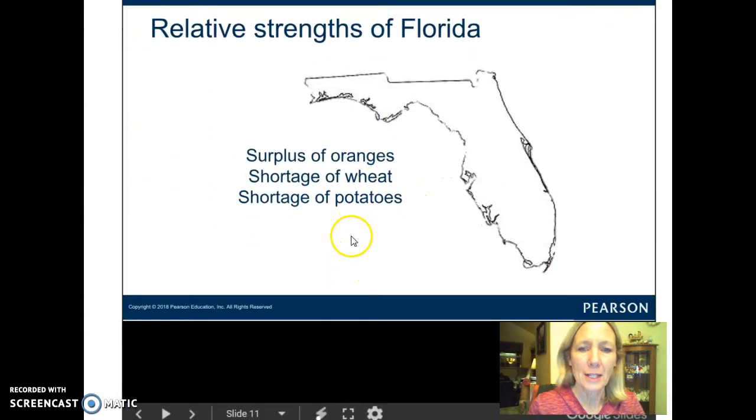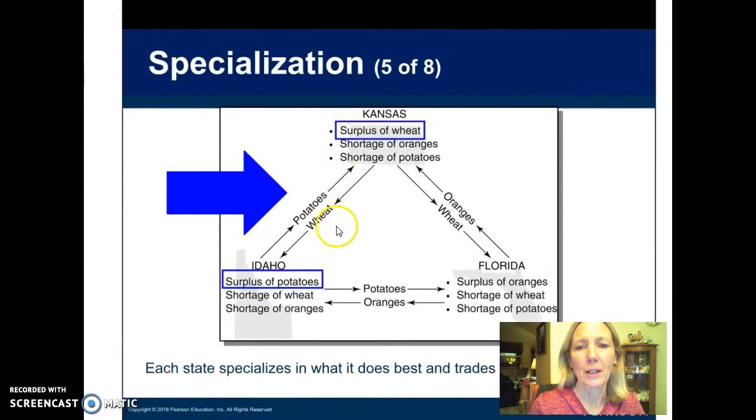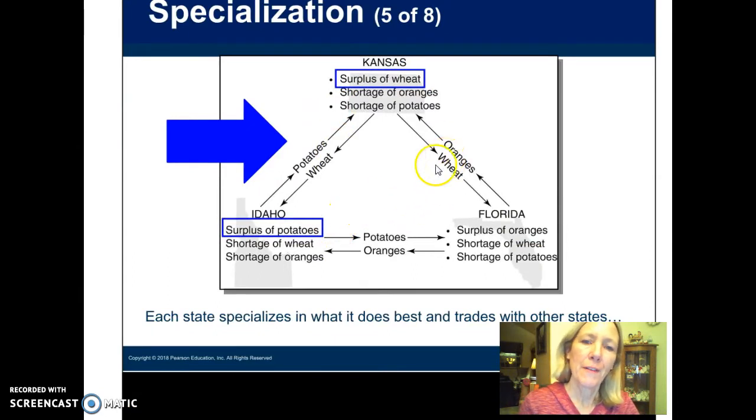So if we put all of these 3 states together, we can see that if you specialize and produce what you're good at, then everyone benefits, because Kansas grows more wheat than they can use, so they can trade for the things that they want, which would be oranges and potatoes. Idaho has too many potatoes, so they could trade for wheat and oranges. Florida has a surplus of oranges, so they can trade for wheat and potatoes. So that is kind of the law of comparative advantage, and the idea of specializing in what you're good at, produce what you're good at, and trade for the rest.